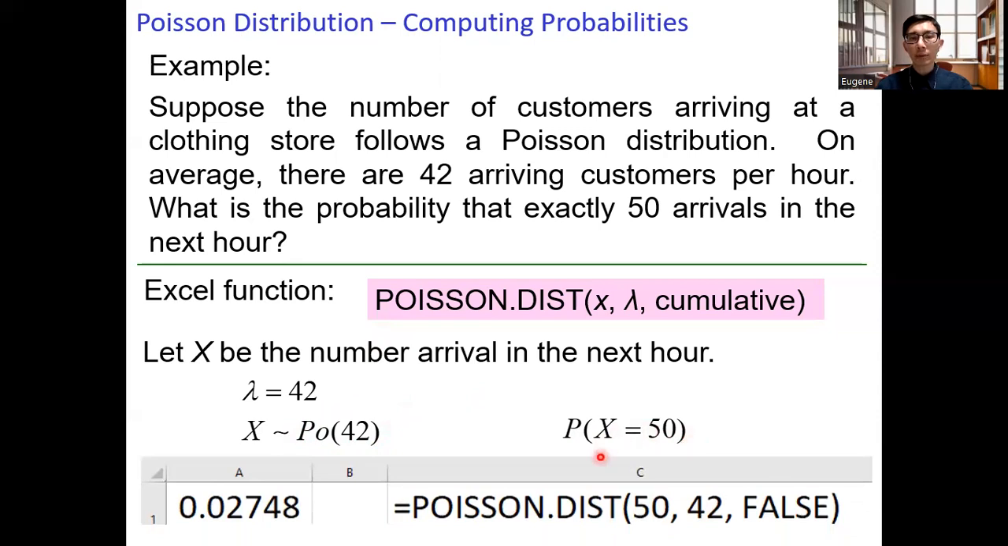Plug into the Excel function. We want X equals 50, so the first value is 50. And then the second parameter is lambda. Lambda equals 42. And then the third parameter is false. We want to get the exact value for the PMF at X equals 50. And we get the answer 0.02748. So this is the probability that exactly 50 arrive in the next hour.